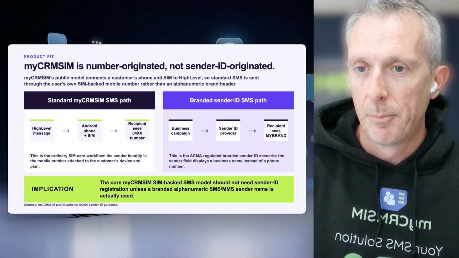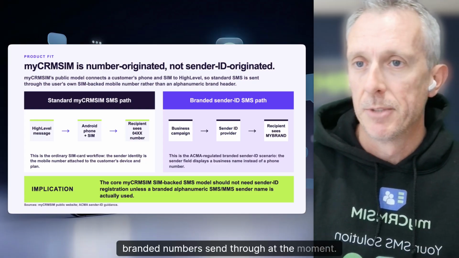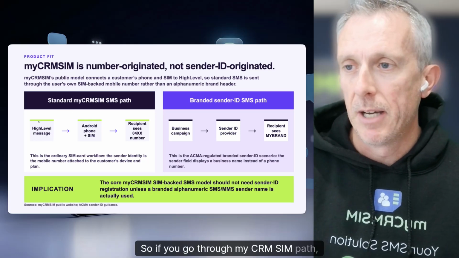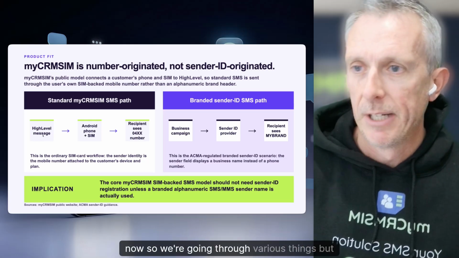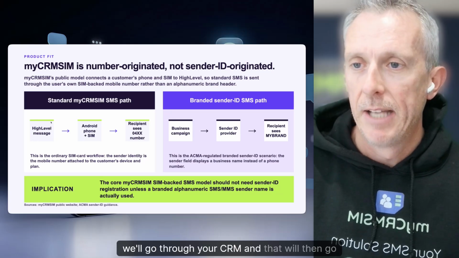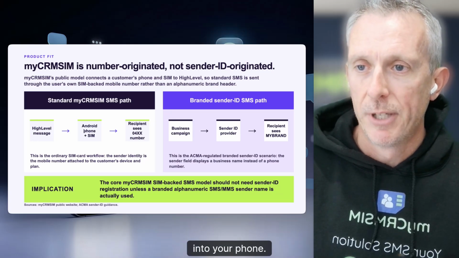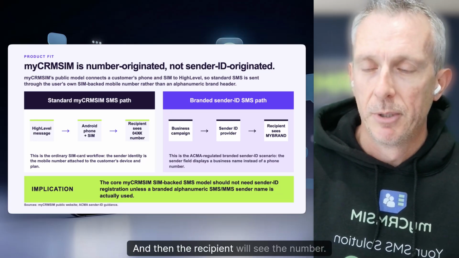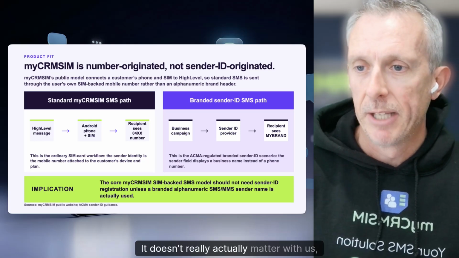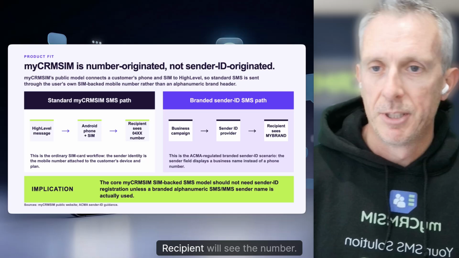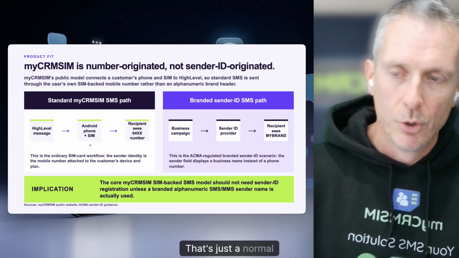Now, for myCRMSIM, we are different to the way that the branded numbers send through at the moment. So if you go through a myCRMSIM path, we will go through high level, or we've got APIs now, so we're going through various things, but we'll go through your CRM, and that will then go into your phone, okay? And then the recipient will see the number, okay? Now that could be an Android phone or an iPhone. It doesn't really actually matter with us, but it'll go through the device, recipient will see the number, okay? That's just a normal SIM card workflow, all right?